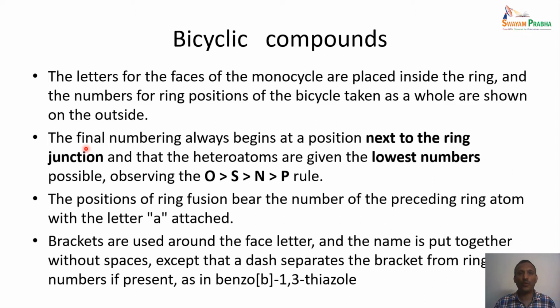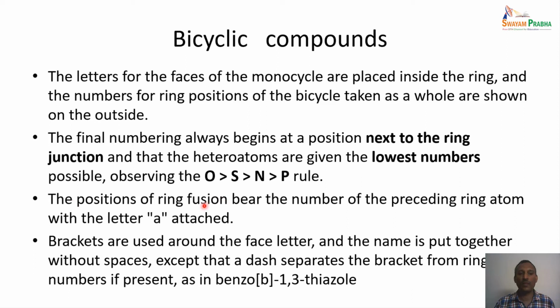Another rule says that the final numbering always begins at a position next to the ring junction. This we have to always remember. The heteroatom can be in any place, but the numbering generally starts from next to the ring junction. The heteroatoms are generally given the lowest number, and we have to follow the priority rule. Oxygen gets the highest priority, followed by sulfur, followed by nitrogen, and then phosphorus. This is the rule. We can also extend this to other metals also.